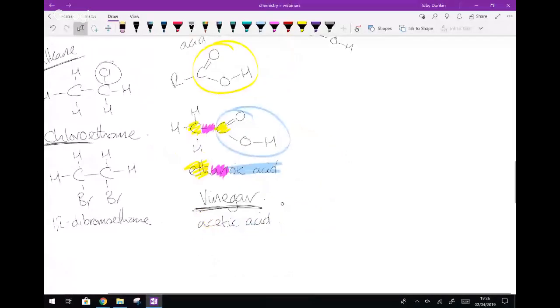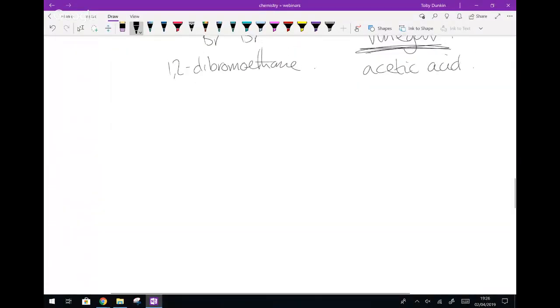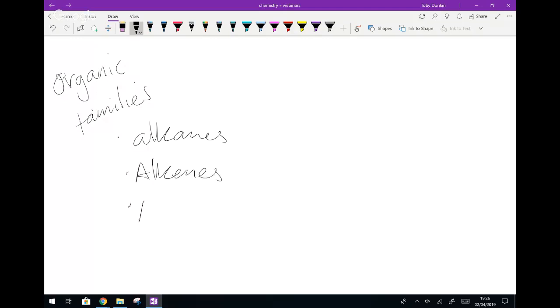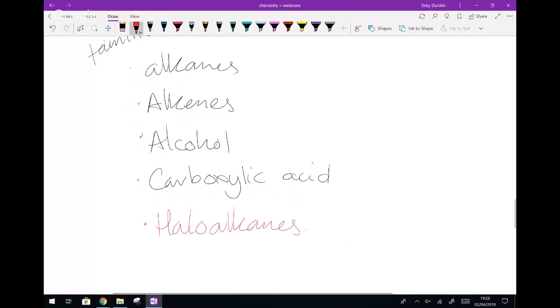Okay, so it's nice to mention our carboxylic acids. At this point I realize very quickly how much this builds. Our organic families so far: we have alkanes, we have alkenes, we have alcohols, we have carboxylic acids. And we've picked up a new one. It's not a new one, you know about it. It's just not expected for you to know it on your spec, but it keeps appearing. These are haloalkanes.